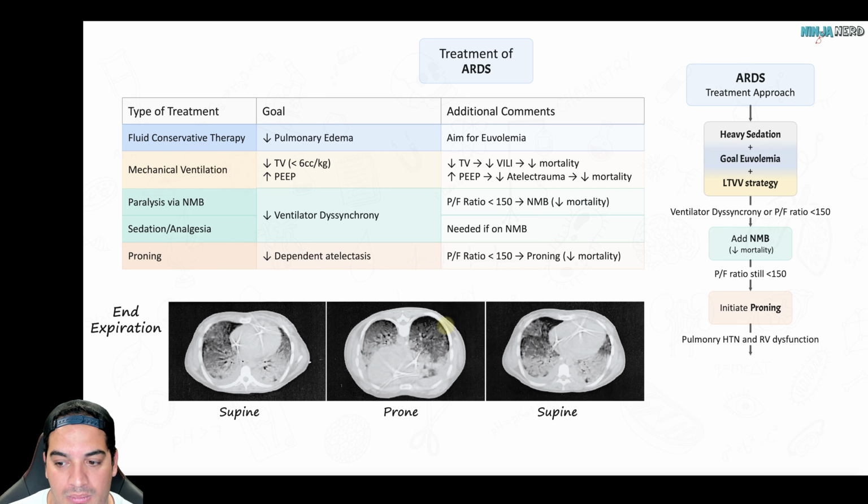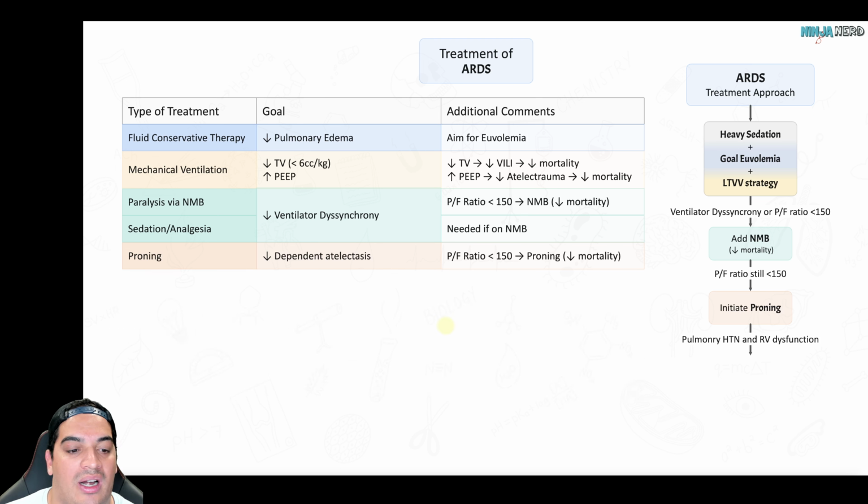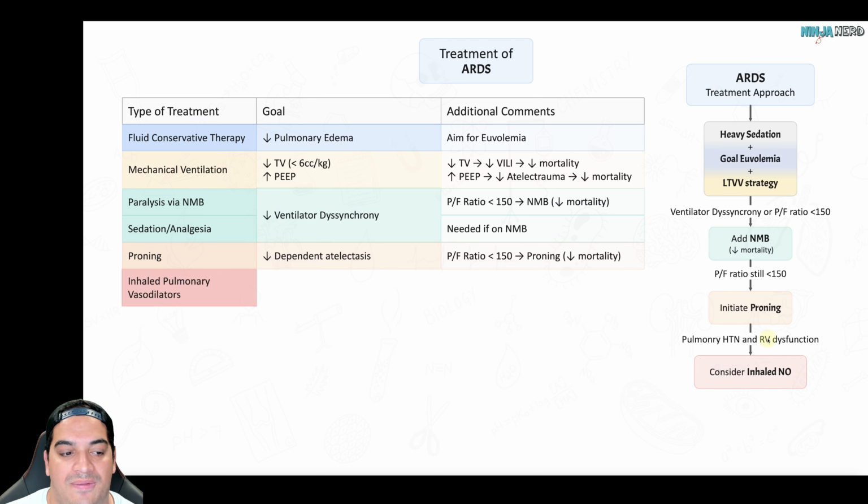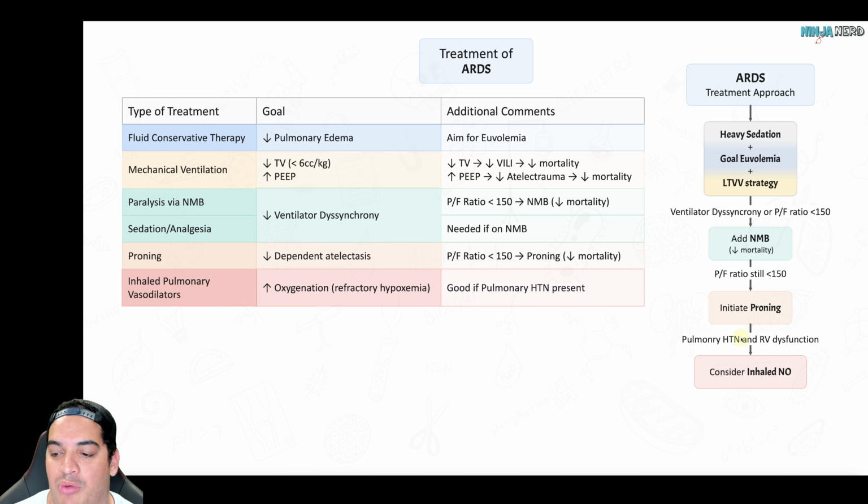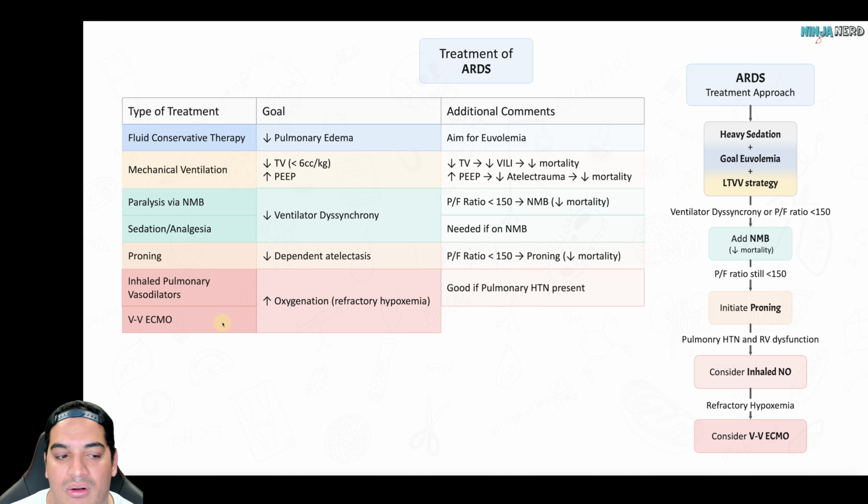All right. Now, if the patient has pulmonary hypertension and RV dysfunction, there are things that you can do to dilate those pulmonary vessels, and that may be somewhat helpful in refractory hypoxemia despite proning, neuromuscular blockade, low tidal volume ventilation, goal euvolemia, and heavy sedation. So you can consider this if they have pulmonary hypertension, RV dysfunction, and refractory hypoxemia. And if you've done all of those and the patient is still hypoxemic, VV ECMO, or veno-venous ECMO, is usually the best thing to do in these patients.